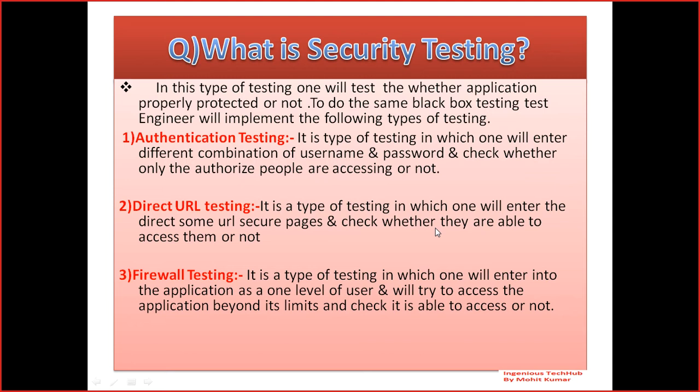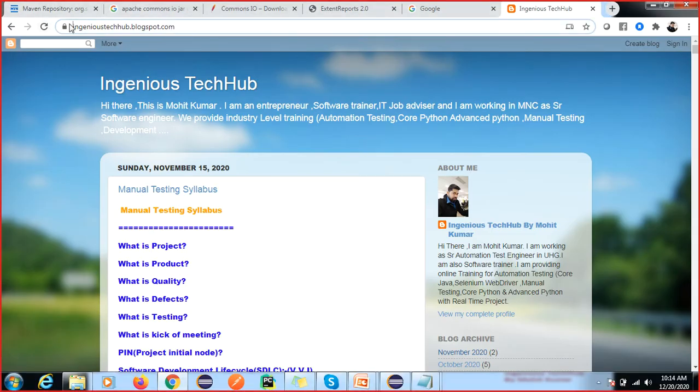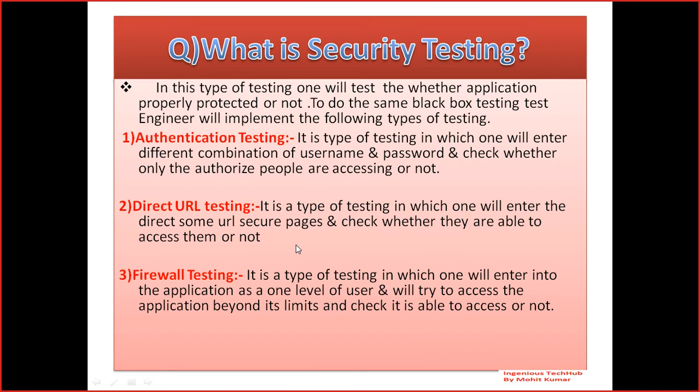In this type of testing, one will enter a direct URL of a secure page and check whether it works. Sometimes the SSL certificate will expire, so it will not work properly. You will get some message before that, saying your SSL certificate is going to expire. So all these things we have to test inside security testing, that is called direct URL testing. Got it, right? It is a type of testing in which one will enter a direct URL of a secure page and check whether they are able to access it or not.